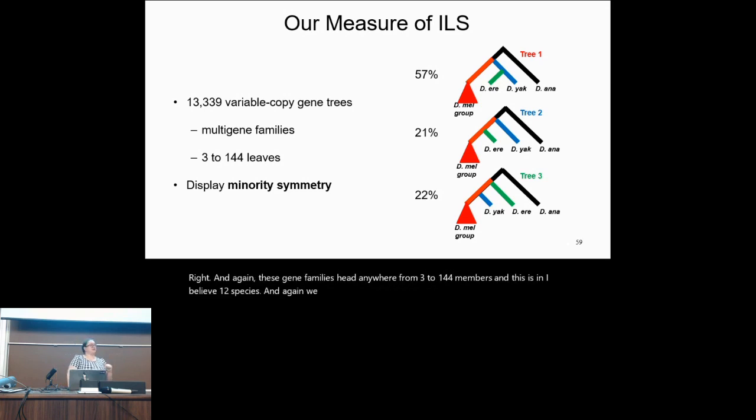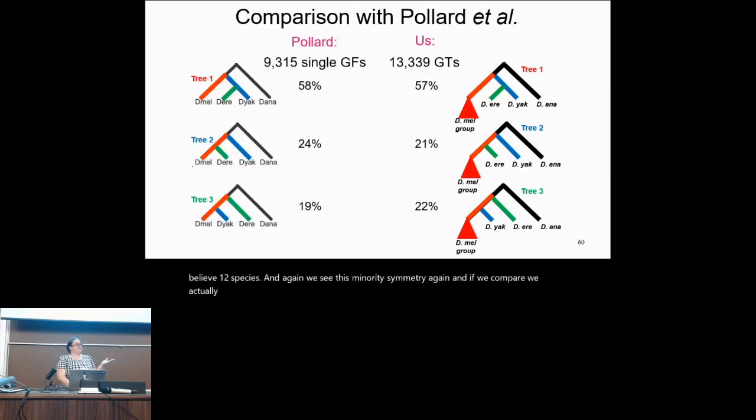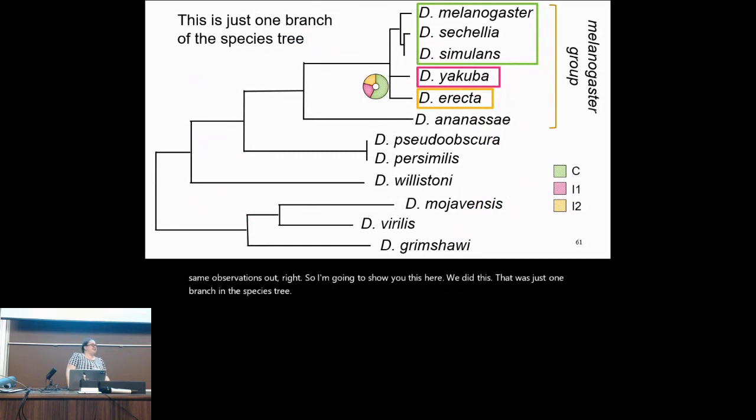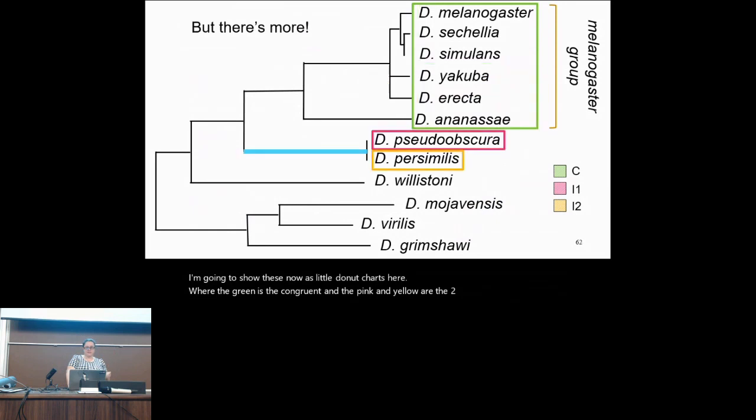And again, we see this minority symmetry again. And if we compare, we actually get very similar numbers for the congruent topology, and we see an improved minority symmetry here, right? So great, we can recapitulate this much noisier data set. We get the same observations out, right? So I'm going to show you this here. We did this, that was just one branch in the species tree. I'm going to show these now as little donut charts here, where the green is the congruent and the pink and yellow are the 2 incongruent frequencies.